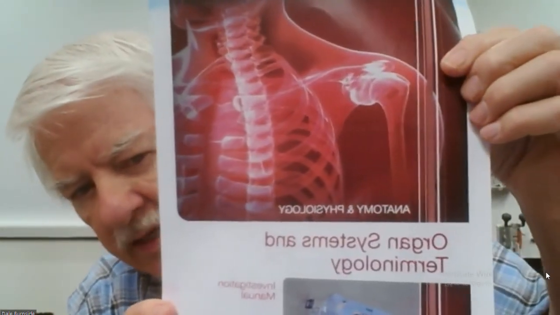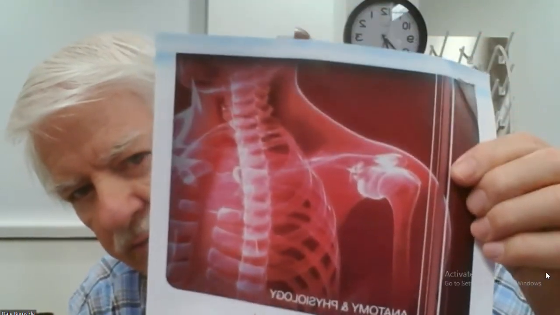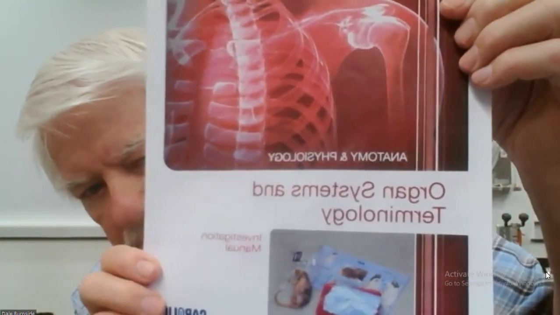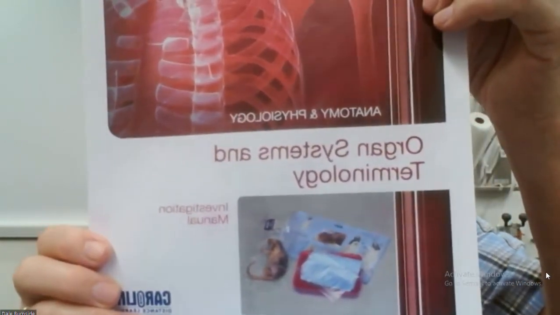So I hope this introductory video to the anatomical terms and the organ systems will be a help to you. There's the rat down below with the dissection kit. You should have one of those to do your own home dissection.